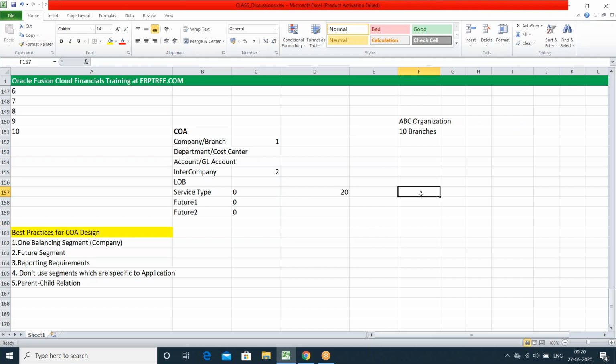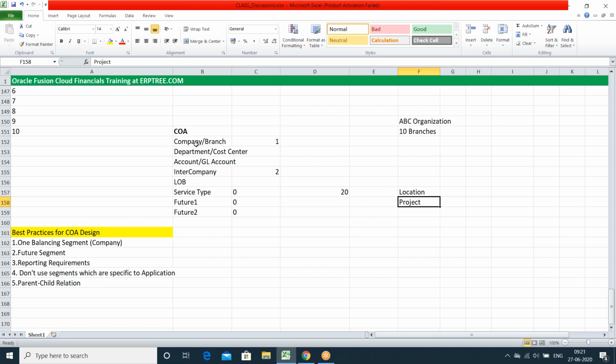In the same way, you can have segments like location also if you want. And you can have a segment like project. If the client is doing projects for their customers, you can have a segment called project. It totally depends on the client. When you sit with the client, we'll talk to them about what elements they want to capture for their reporting, and then they'll come up with the points.